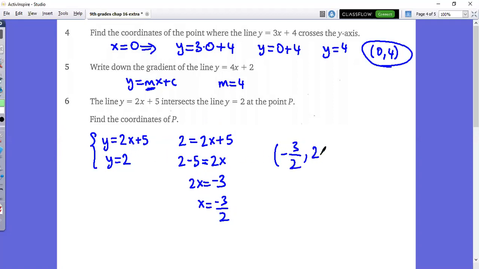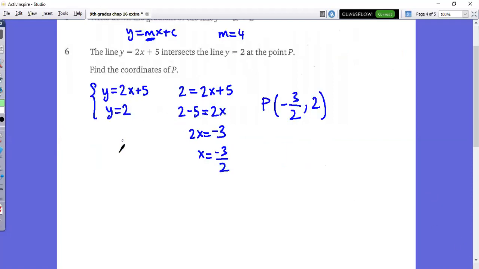And y coordinate is 2. This is the point. And these are the coordinates of point P. Minus 3 over 2 is x coordinate. Y coordinate is 2. It will be a good idea to sketch them. Please, I want you to sketch it on coordinate plane, both the lines, and try to find this point as a solution.